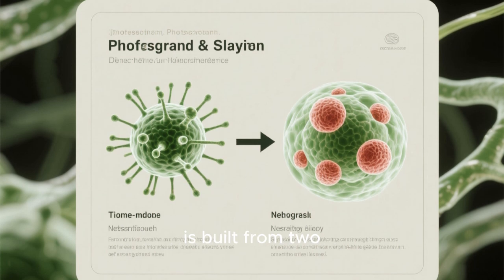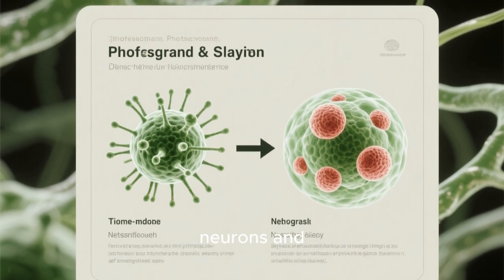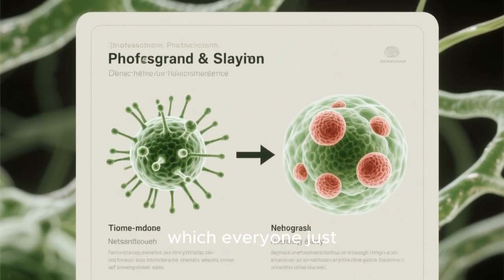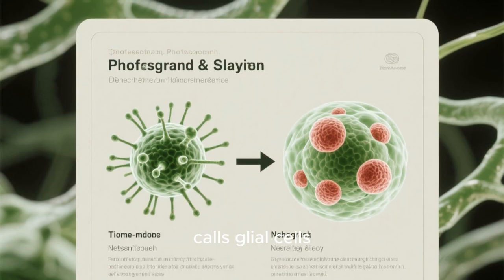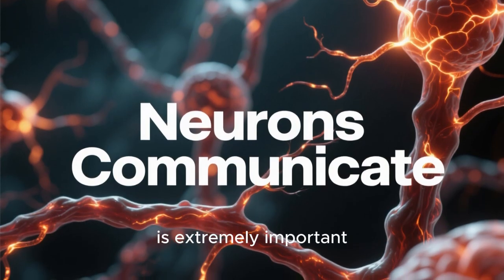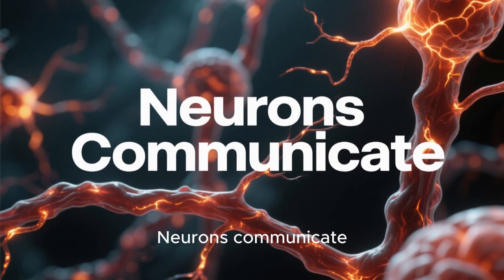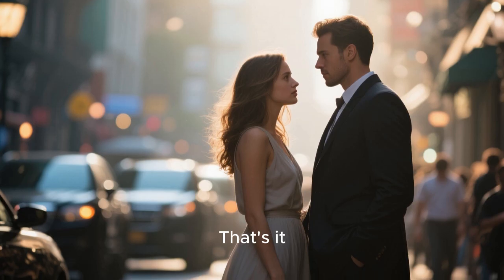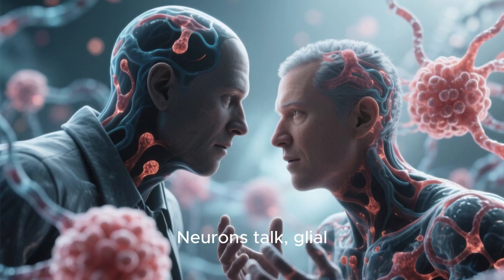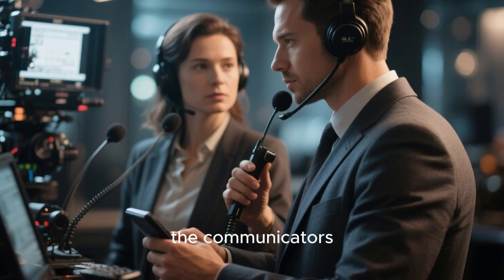The nervous system is built from two main types of cells: neurons and neuroglial cells, which everyone just calls glial cells. This distinction is extremely important for your exams, so remember this simple rule: neurons communicate. Glial cells support. That's it. Neurons talk. Glial cells help. Let's start with the communicators.